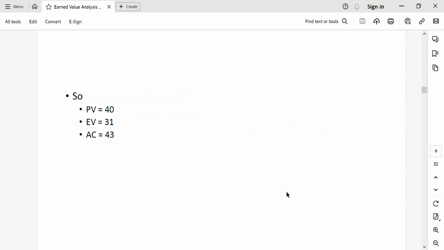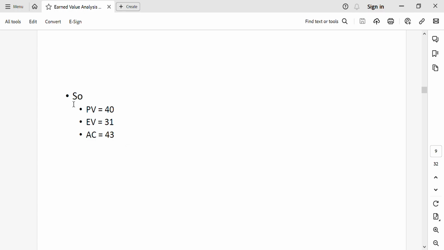Just to summarize the 3 concepts, planned value is $40 million, earned value is $31 million and actual cost is $43 million.